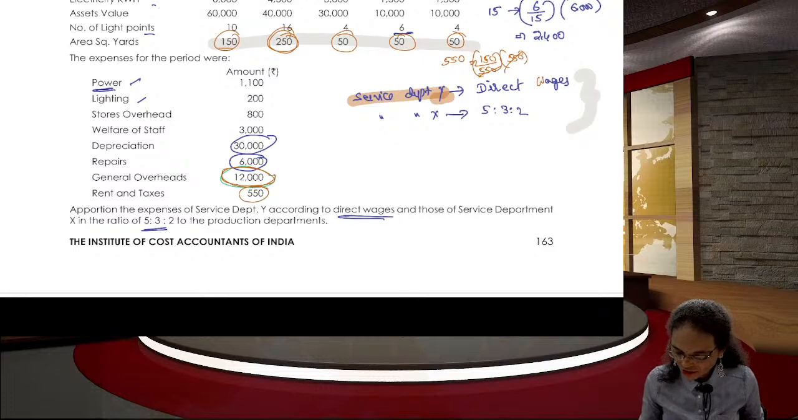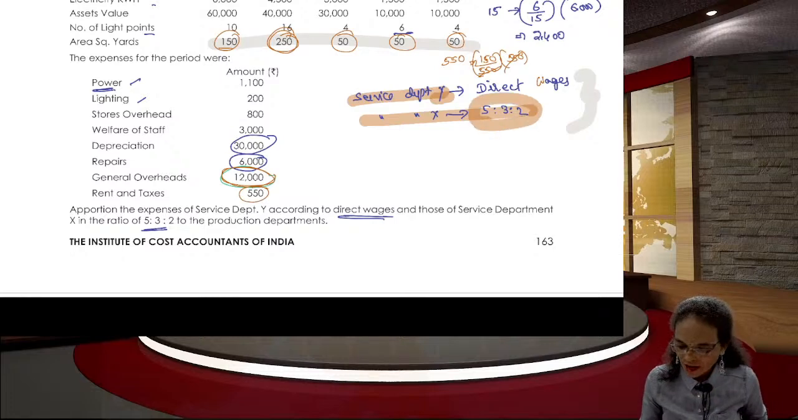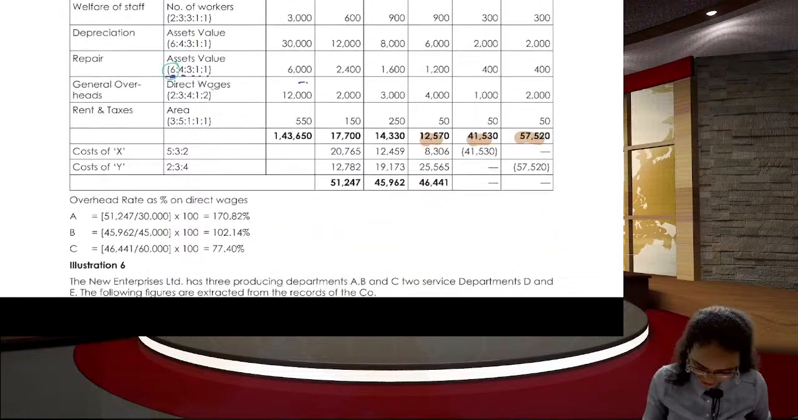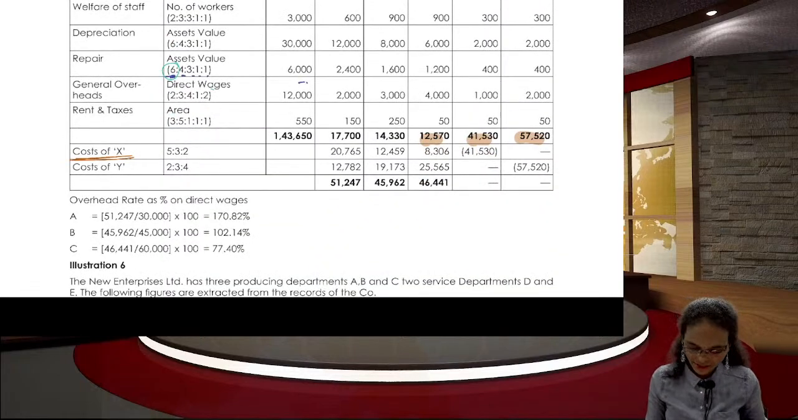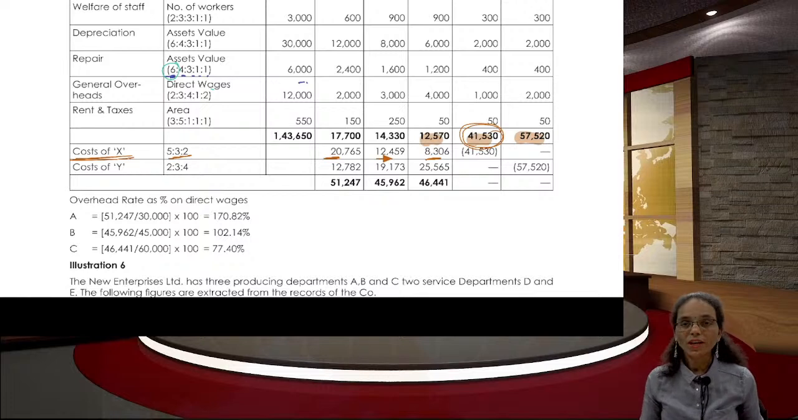So information X: overhead expenditure has to be apportioned in this ratio to the production departments, 5:3:2. Come here. So what is the service department X cost? This one. 41,530 into 5 divided by 10, that is nothing but 20,765. Divided by 5 into 3, that is 12,459. Divided by 3 into 2, that is 8,306 rupees. So we have distributed the entire amount from the service department X.